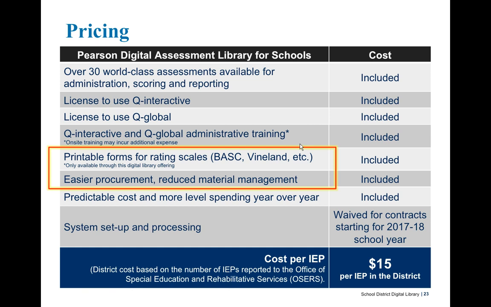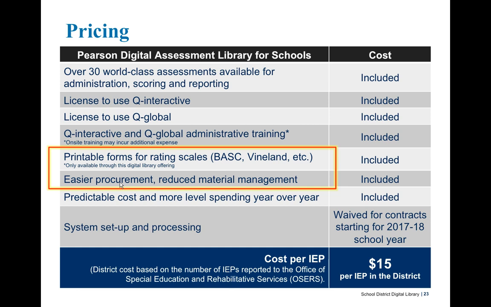One thing that we're also very excited about and something that is going to be unique to this system is the access to printable forms for rating scales. So we're looking at the BASC, the Vineland, and others. This is only going to be available for this digital library offering. So there will be a section within your Q Global account that will have PDFs of these various forms that you can simply download and print. Very, very easy to do.